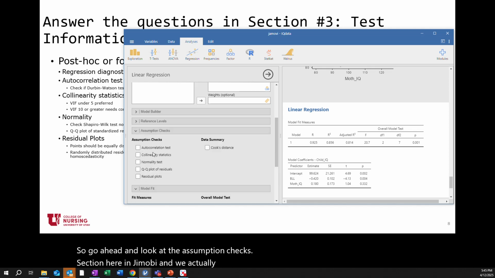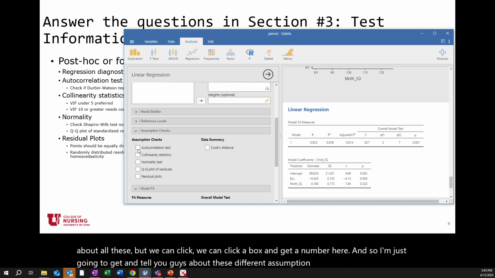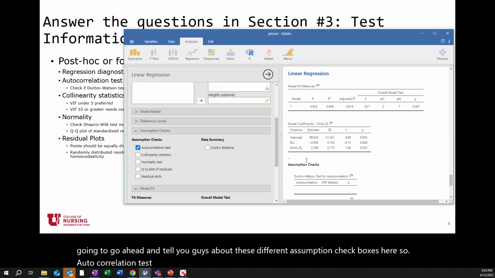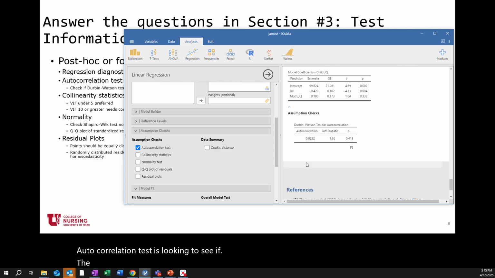And I don't think Navarro talked about all these, but we can click a box and get a number here. And so I'm just going to go ahead and tell you guys about these different assumption check boxes here. So the autocorrelation test is looking to see if the residuals are correlated with each other.